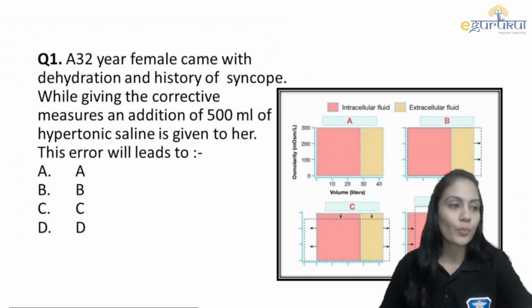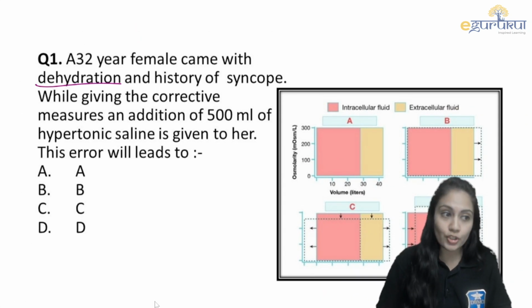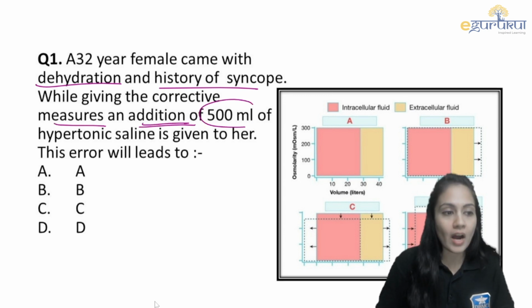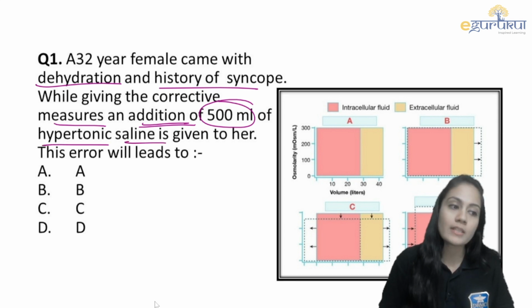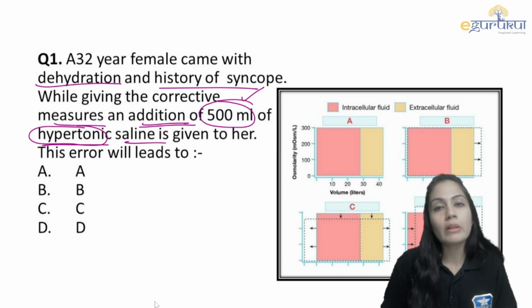The first question over here is: a 32-year-old female came with dehydration and a history of syncope. While giving the corrective measures, an addition of 500 ml of hypertonic saline is given to her. So what is the clue? 500 ml hypertonic saline is given to her. This error will lead to.